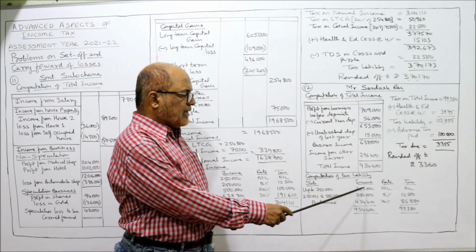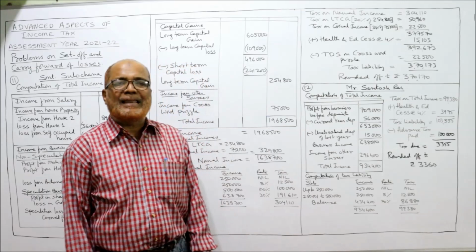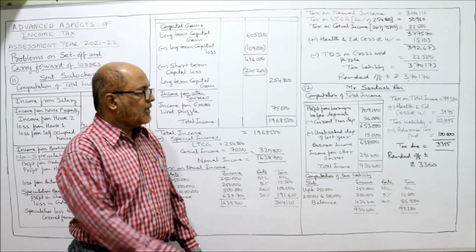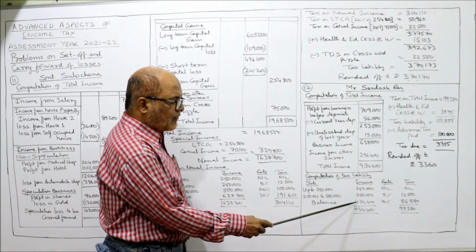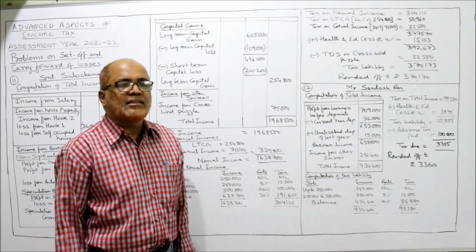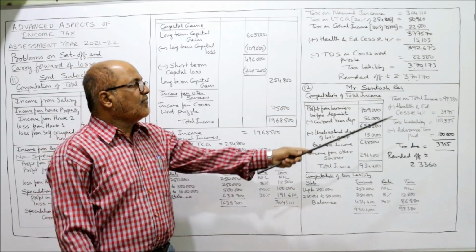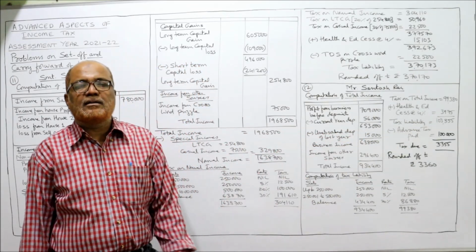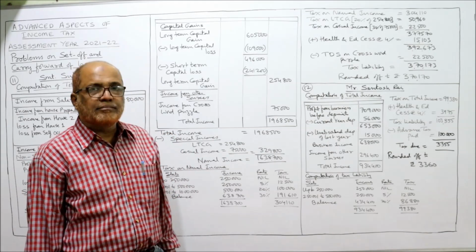Slab: up to 2,50,000 nil, 2,50,000 to 5 lakh, 2,50,000 at 5%, 12,500. Now the balance. Because our income is not going beyond 10 lakh, it is below 10 lakh. It is 9,34,400. So from 9,34,400 deduct 5 lakh, 4,34,400 at 20%. So tax comes to 99,380. Tax on total income 99,380. To this add 4% health and education cess. So tax liability 1,03,355.